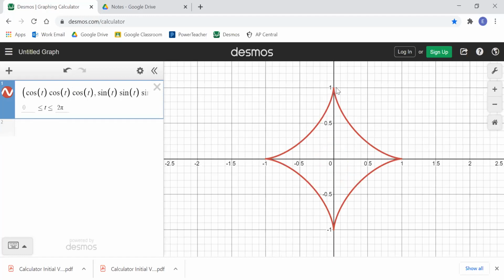At pi over 2, there's a cusp. At pi, there's a cusp. At 3 pi over 2, there's a cusp. And at 2 pi or 0, there's also a cusp. So in order to go about this problem in the correct way, we need to break it down into each of these different little pieces. This has one piece that goes from 0 to pi over 2, and we'll just do that one piece and multiply it by 4 to get the whole thing, since this is symmetric. Everybody see that?